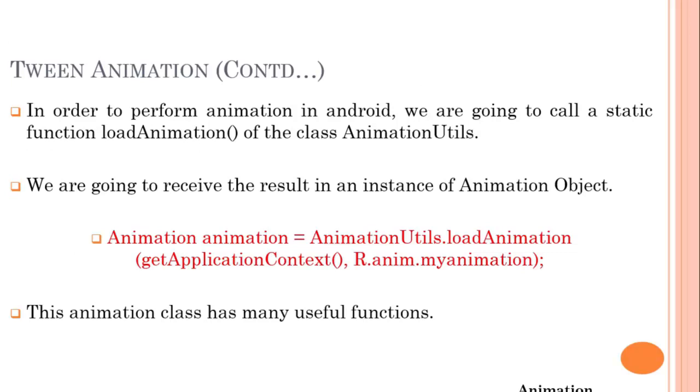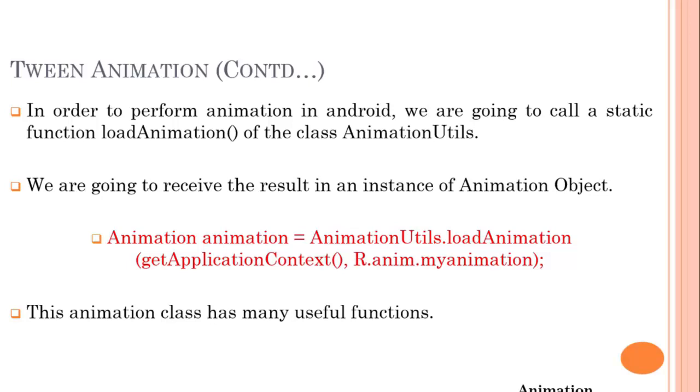Now, how can you declare the tween animation? In order to perform animation in Android, we are going to call a static function called loadAnimation of the class AnimationUtils. Here AnimationUtils is a class name and loadAnimation is a static function that is used to create the tween animation. We are going to receive the result in an instance of an Animation object. Animation equals AnimationUtils.loadAnimation. This will load the animated image.